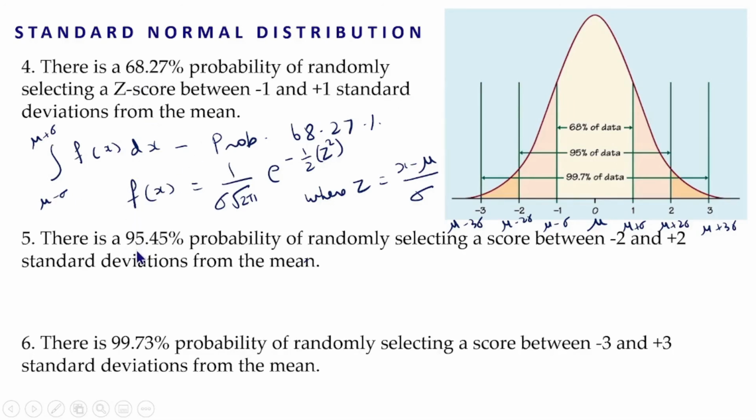Similarly, the 95.45% probability means it constitutes the integral from mu minus 2 sigma to mu plus 2 sigma of f of x dx. This area constitutes 95.45%, or there is a 95.45% probability of selecting a z-score between -2 and +2 standard deviations from the mean. And the 99.73% corresponds to the integral from mu minus 3 sigma to mu plus 3 sigma of f of x dx.